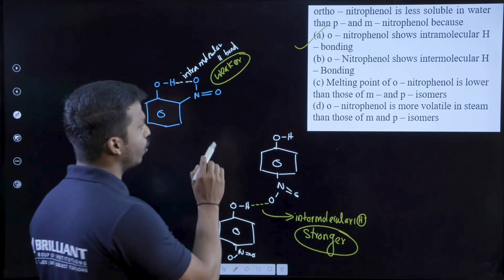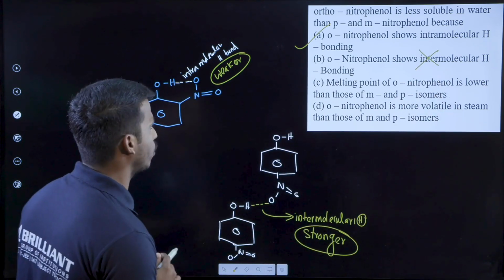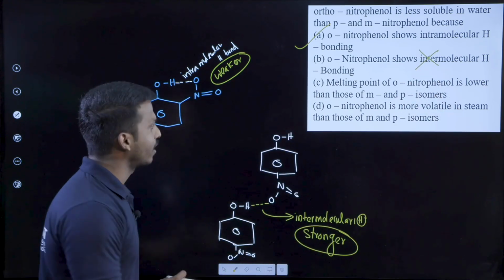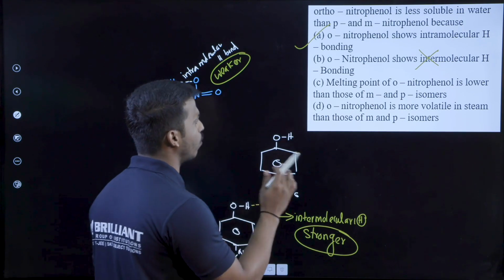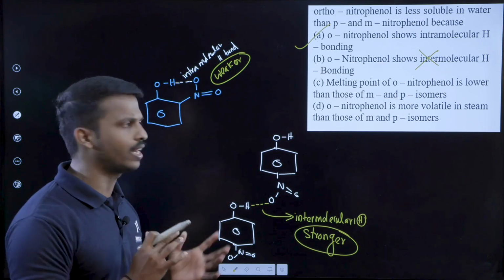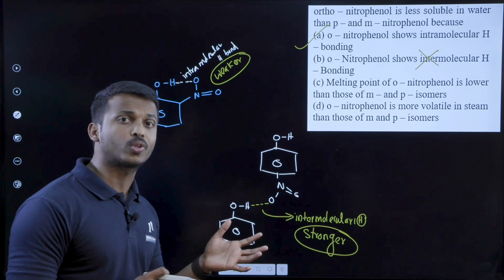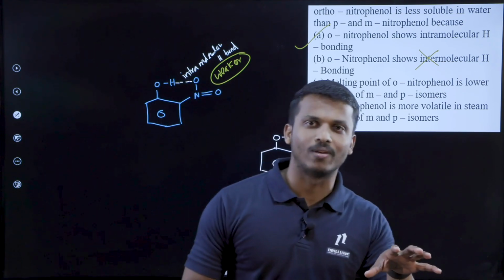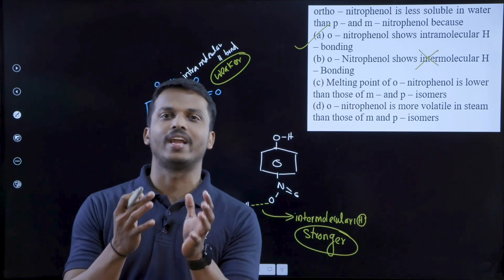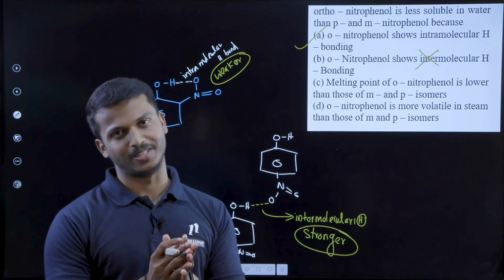Option B, orthonitrophenol shows inter. No. Melting point of orthonitrophenol is lower, but melting point is not a factor here. Orthonitrophenol is more volatile in steam than the meta and para isomers. That's also one of the correct statements. But the correct answer for why orthonitrophenol is less soluble in water is that it cannot make strong hydrogen bonding with the water, because it has a very weak intramolecular hydrogen bonding.